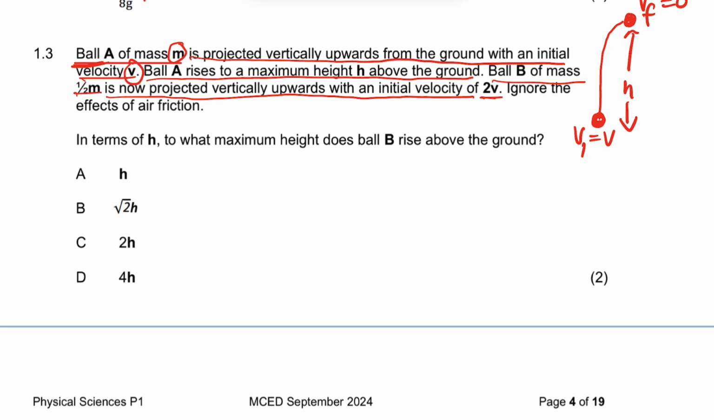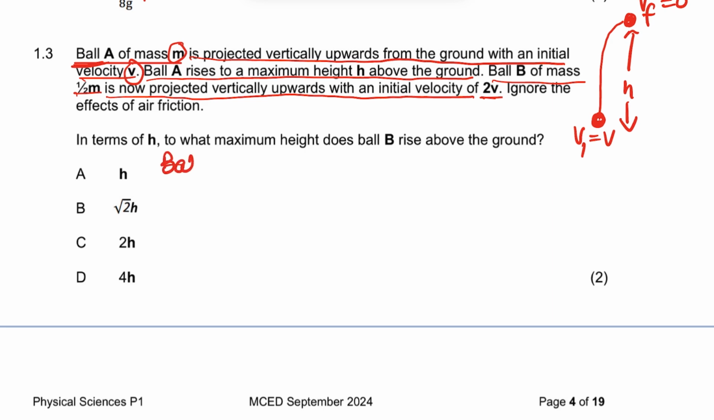We need to find the height of ball A, right? When we find it, we're going to compare it with the height of ball B. The only thing we know is that the height of ball A is just h. But what does that h amount to?